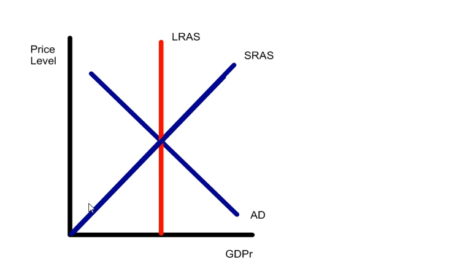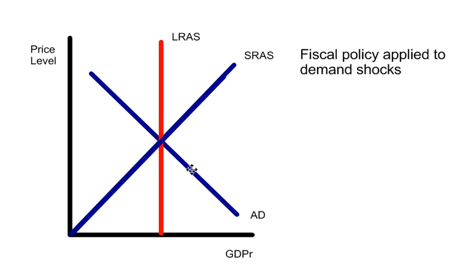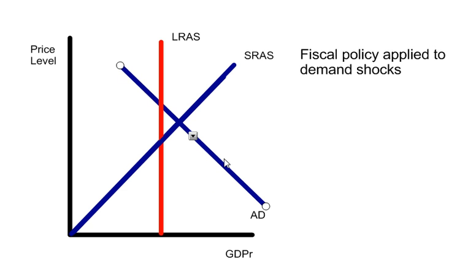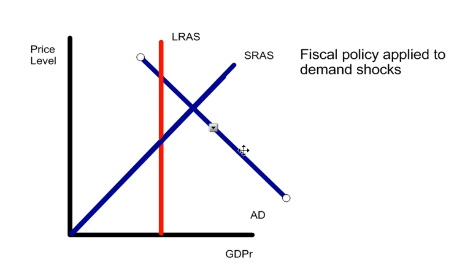Okay, this next scenario is what's going to happen if you use fiscal policy to correct a demand shock. So if you get a positive demand shock, aggregate demand shifts to the right, which would cause the price level to rise. This gap right here would be an inflationary gap.